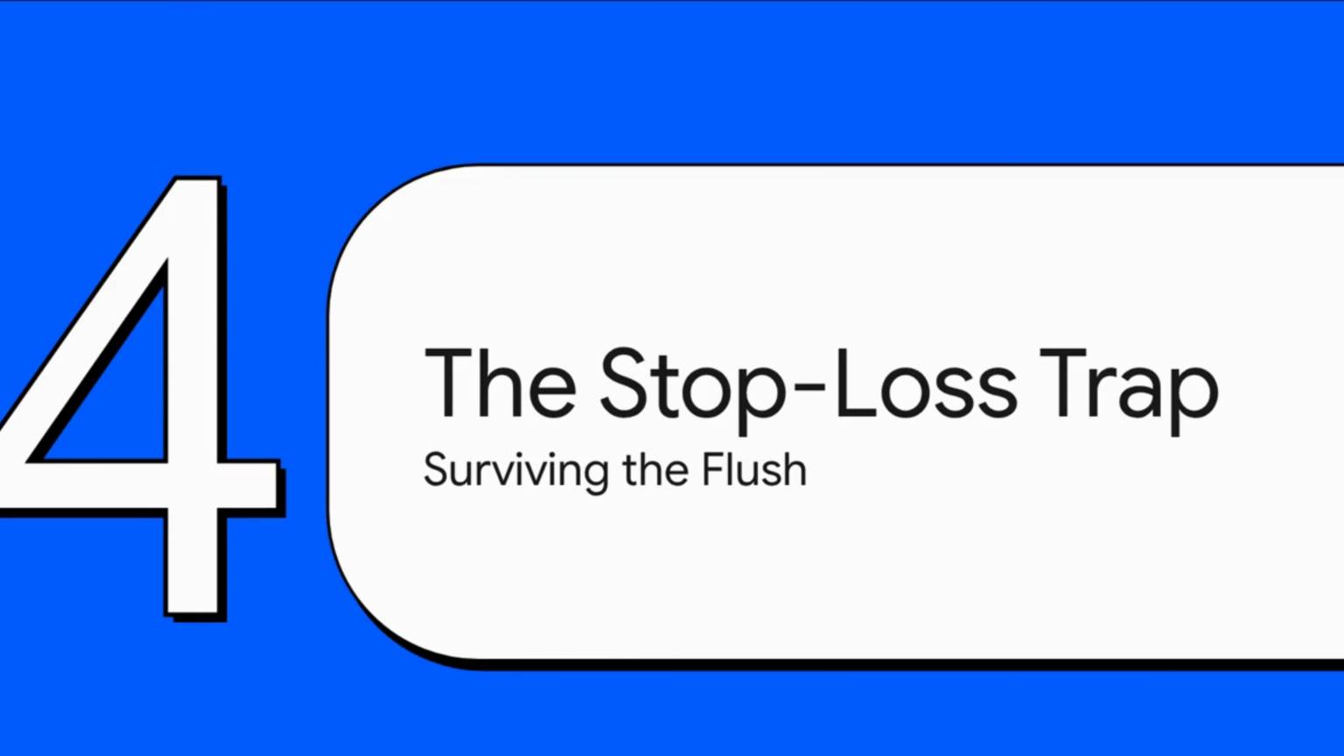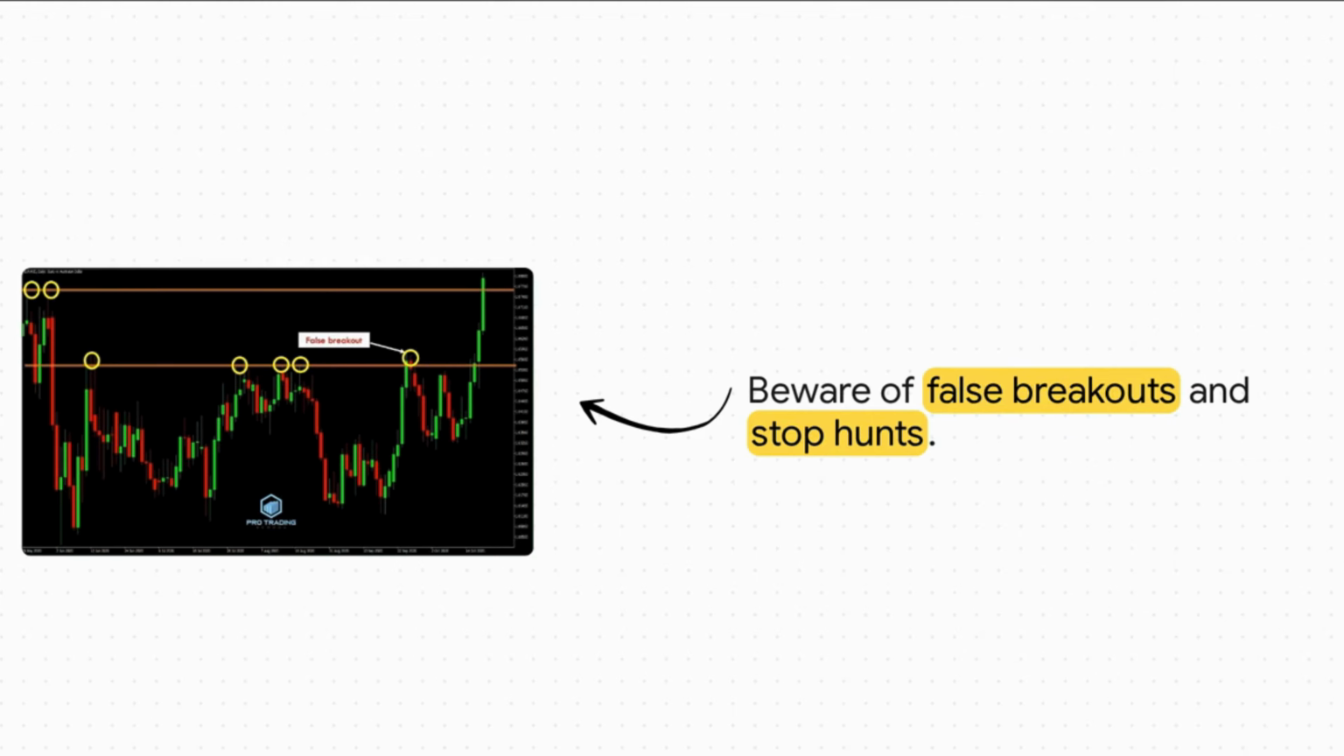All right, Section 4. The stop-loss trap, surviving the flush. So if we know these levels can overshoot and get depleted over time, how does the reality of these zones dictate where we hide our protective orders?